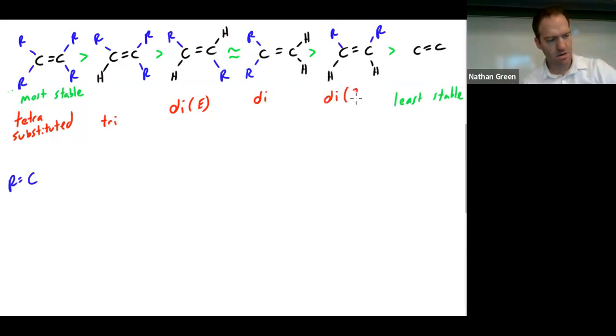This is di substituted, but the two high priority groups are on the same side. And that is more stable than if I have only one carbon attached, which is mono substituted.